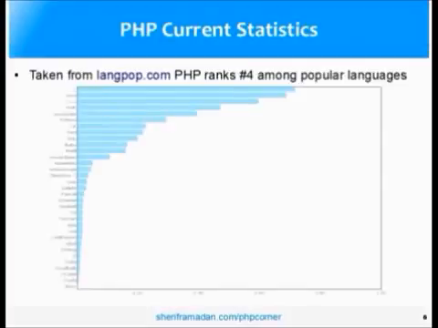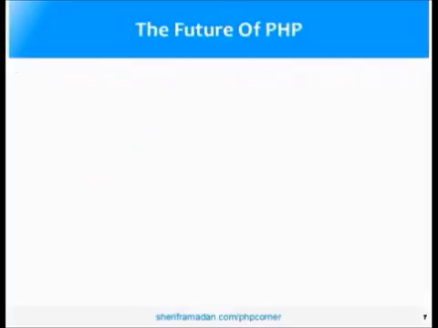Taking a look at some more current statistics for PHP, and this is by no means an authoritative statistic, but from langpop.com, we can see that PHP ranks number 4 among popular languages. This is based on source code that's available online from sites like Google Code, and based on how much source code is available for each language, we can determine how popular or in how much use this language is. And again, it's by no means authoritative, but it does give us a pretty good perspective that PHP is in widespread use all over the world.